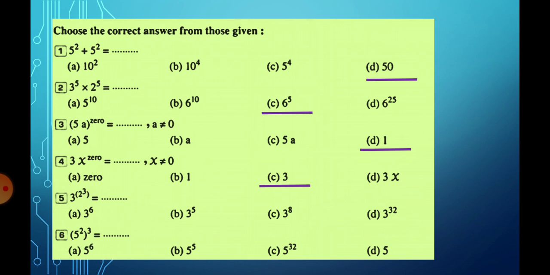3 to the power 2 to the power 3. We find the value of the powers first. 2 to the power 3 equals 8. So we can write it as 3 to the power 8. Next, 5 to the power 2, all to the power 3. Here we have the base with two powers. We multiply the powers. It will be 5 to the power 6.